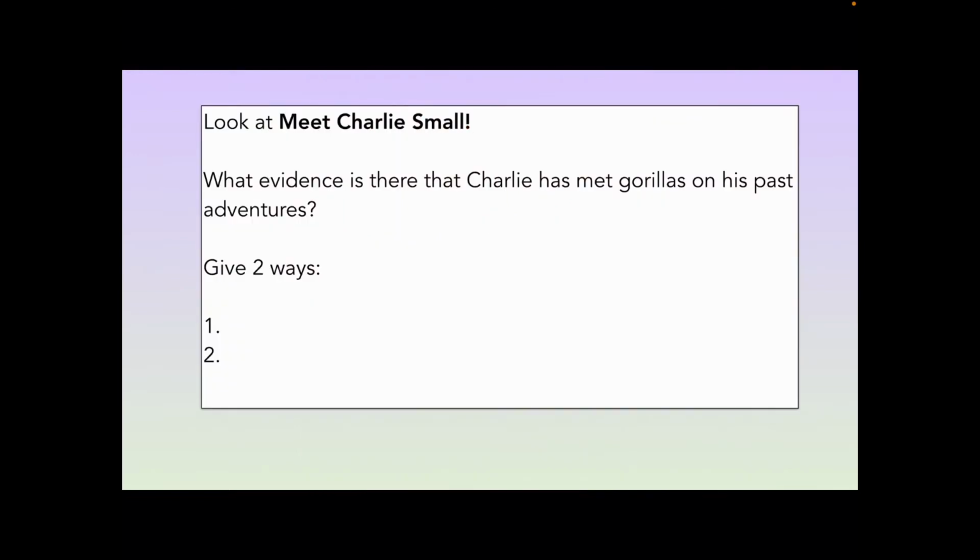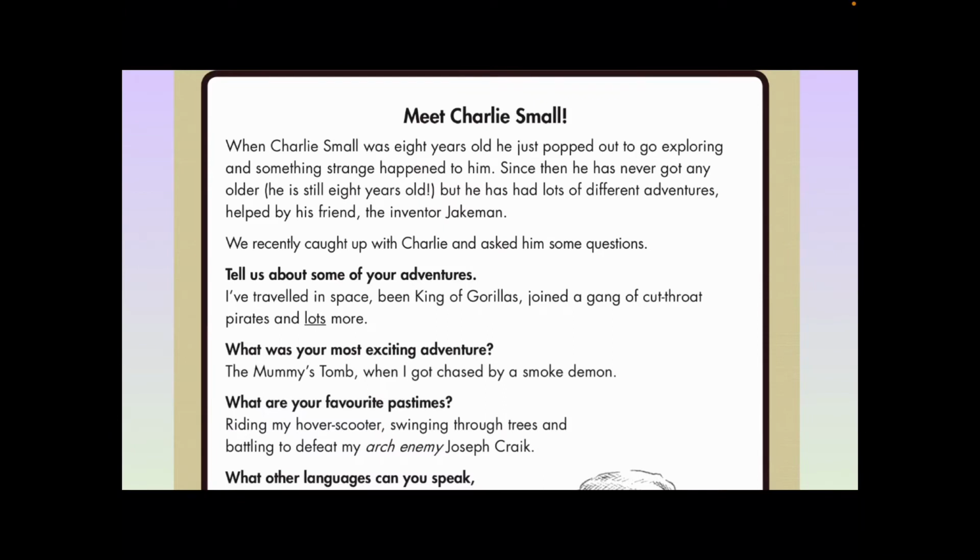Let's look at an example then of what we're talking about. So here's a question. We'll read the text in a second, but the question says, look at Meet Charlie Small, which is a text we're about to read. And it says, what evidence is there that Charlie has met gorillas on his past adventures? Give 2 ways. So we're thinking about Charlie meeting gorillas in his past adventures. So let's look at the text. The text is here, Meet Charlie Small, and we can scan the text for the word gorilla. And that might help us to find some good evidence to answer this question. So let's have a look.